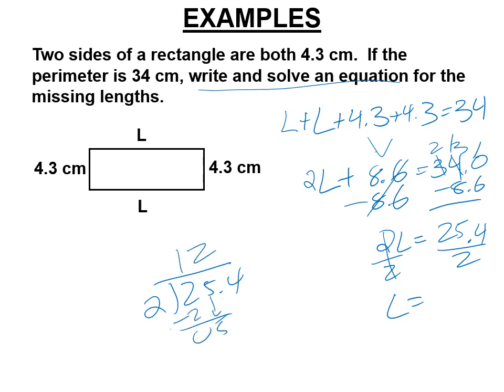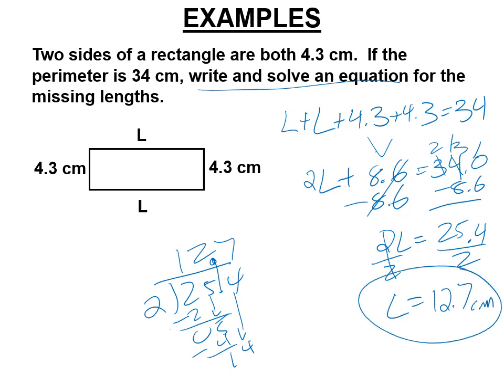2 into 5 is 2, remainder 1. Decimal up. 4 down. Ooh, it's 12.7. And these have been in inches, but now it's in centimeters. 12.7 centimeters. Now you could always check your work, right? That means this one's 12.7 centimeters. This is 12.7 centimeters. And those 4 numbers better add up to 34, the perimeter.